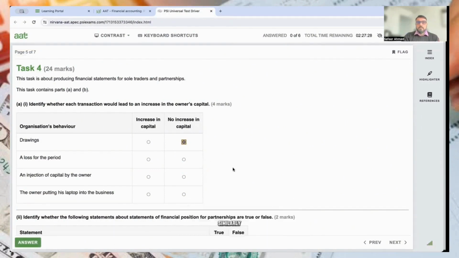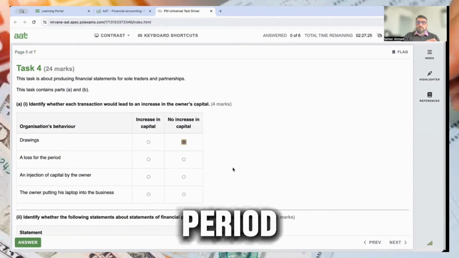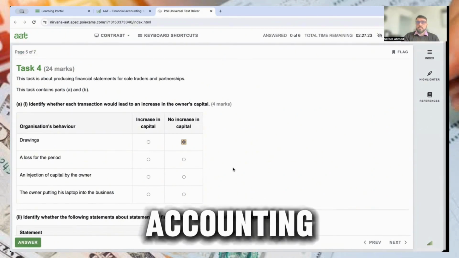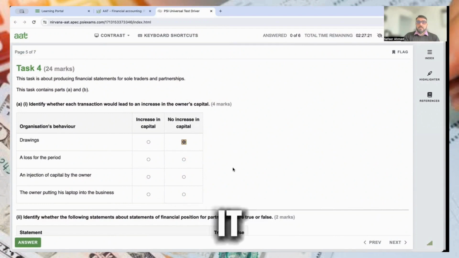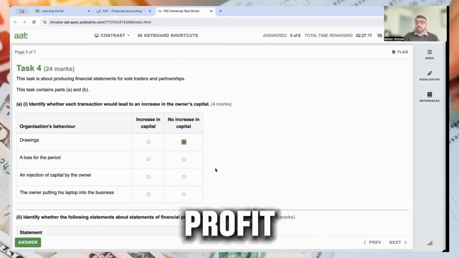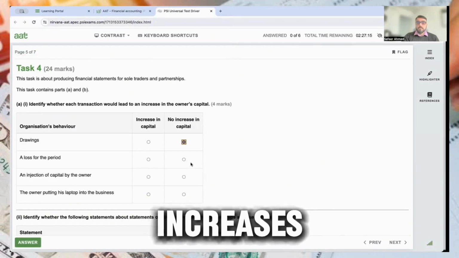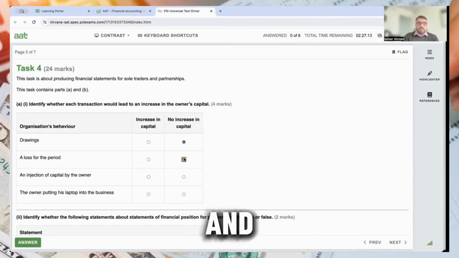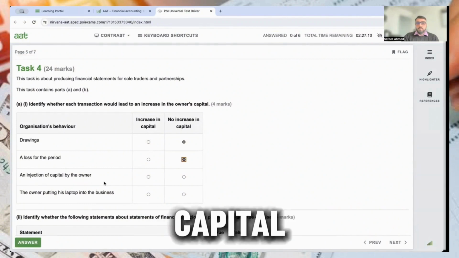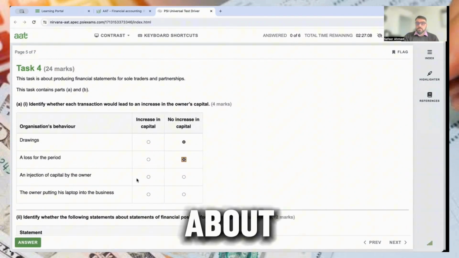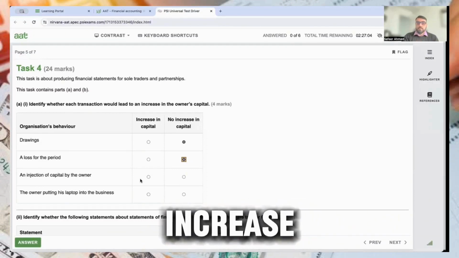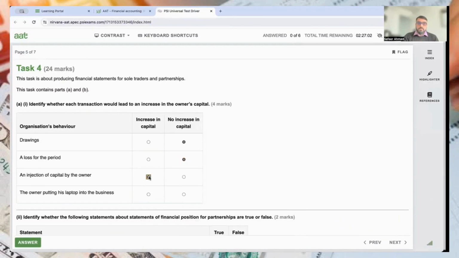for drawings. Similarly, a loss for the accounting period, we deduct it, so it decreases the capital rather than increases it. If it was profit, it's different because profit increases it. And an injection of capital by the owner, we already talked about this. I mentioned that of course this will increase the owner's capital.